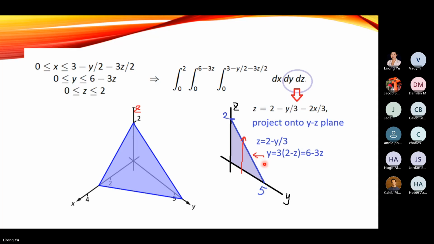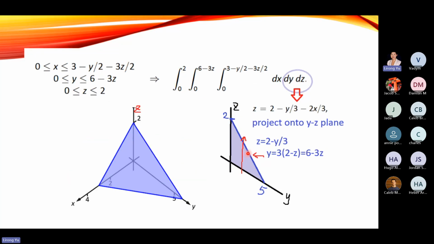Actually, it was the y value, isn't it? Yeah, z is from 0 to 2. For a given z value, I should be drawing the arrow this way. So I guess the arrow was wrong. Okay, that was that process.